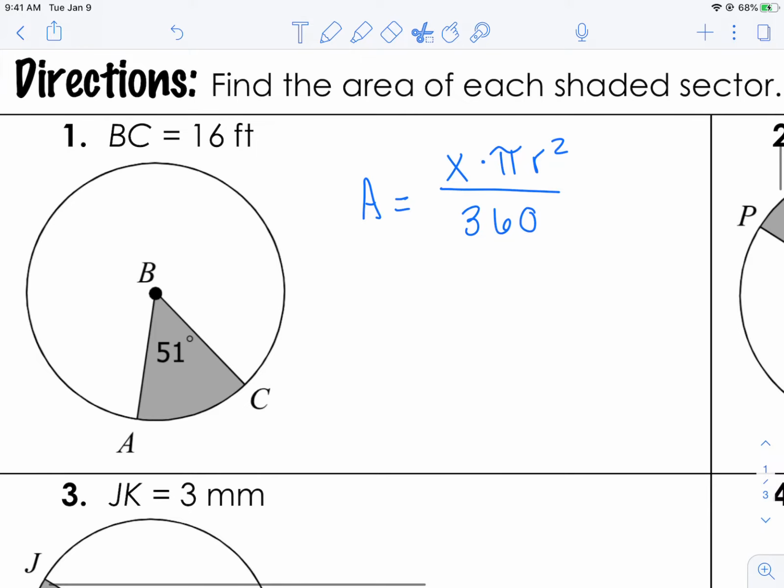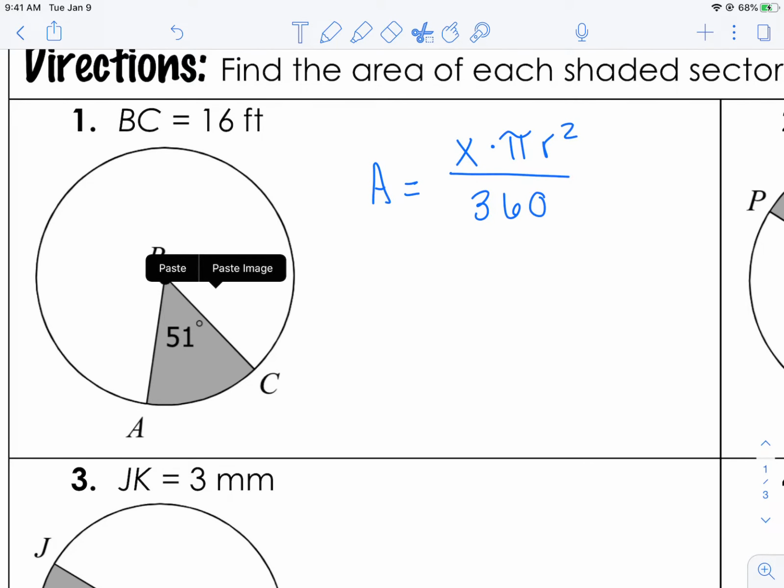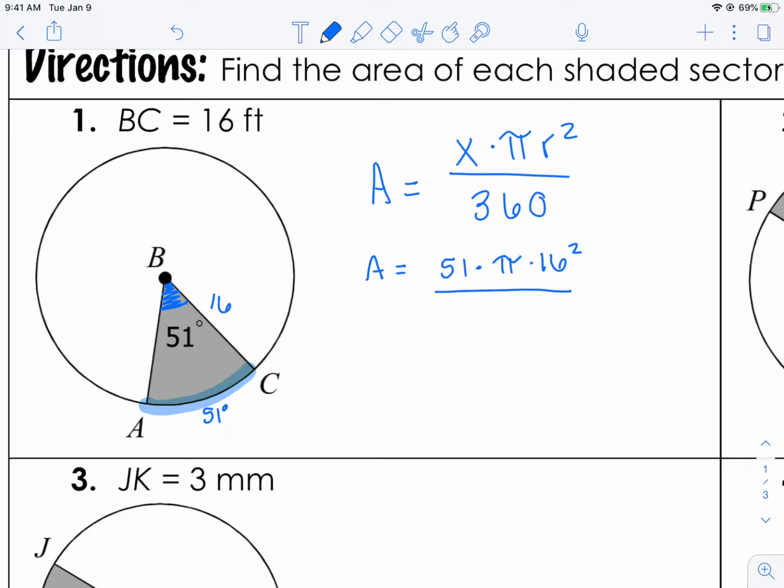Okay. BC is 16, so that is going to be my radius. So I have area. Okay, and if we remember that whatever your central angle is, it's also going to be the same as that intercepted arc. So this arc degree is 51 degrees. Okay, so that's 51 times pi times 16 squared all over 360.